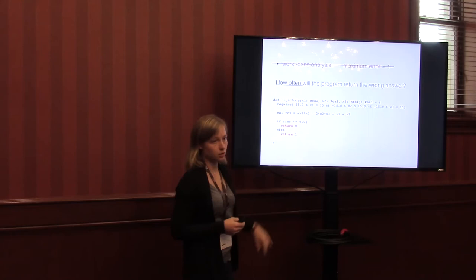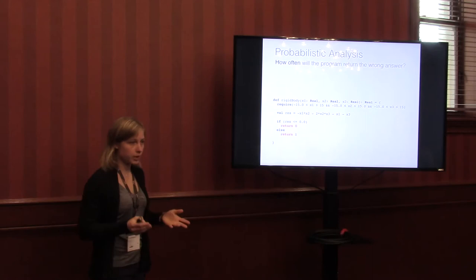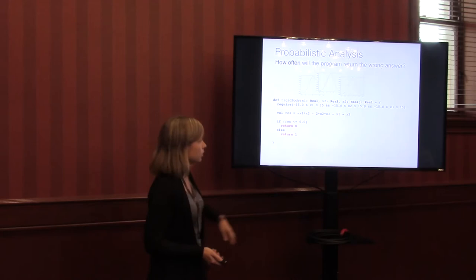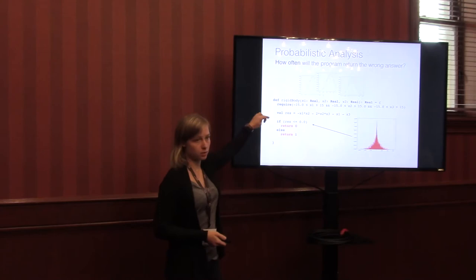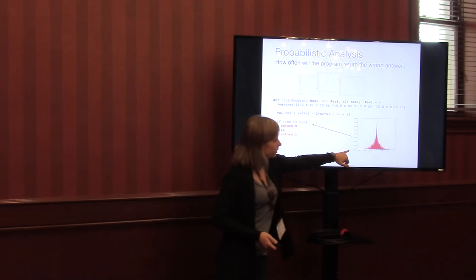Okay, so in order to answer this question of how often we get the wrong answer, we actually need to do a probabilistic analysis. So this means we need to get probability distributions on our inputs. We need to propagate them through the continuous computation so that we get a distribution of the result here. And then from that, we can essentially read off how often we will give the wrong answer.